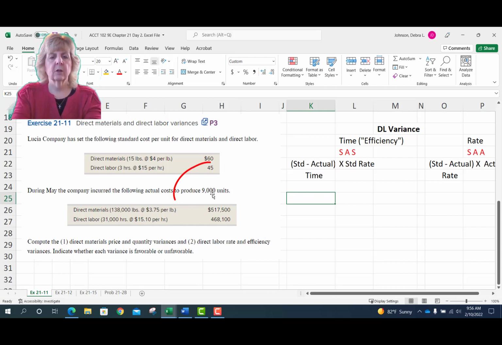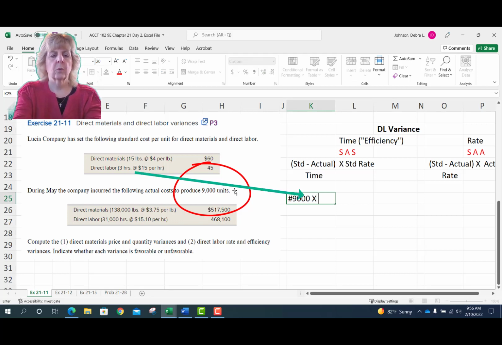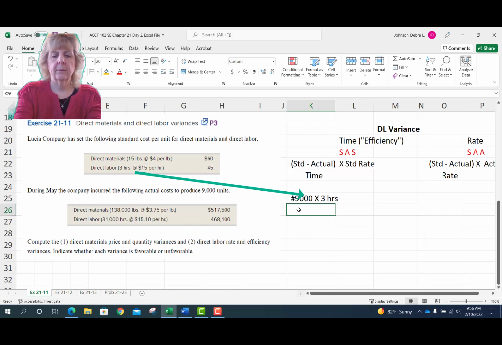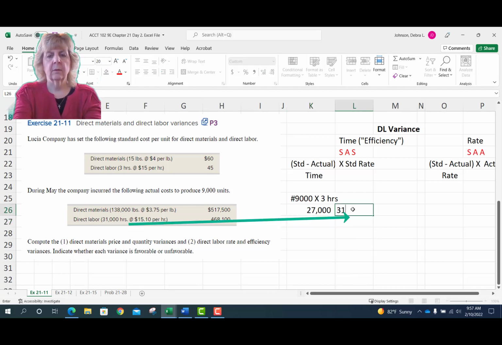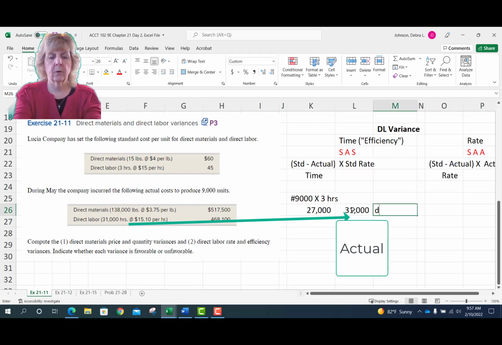A reminder that it's always based on the actual output. So in this case, they made 9,000 units, and the direct labor standard was 3 hours a unit. Most of you can probably do that in your head. 9,000 times 3 would be we were allowed to spend 27,000 hours. What we actually did spend is 31,000, and I'll put DLH for direct labor hours over here.